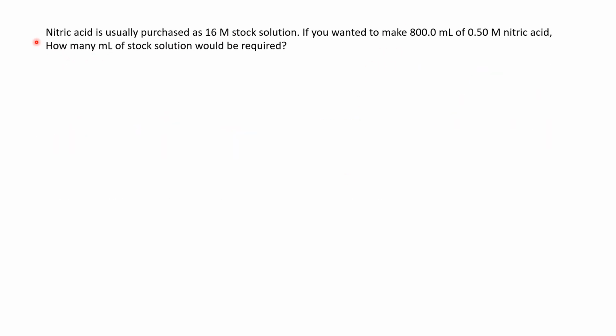Let's do a dilution question. Nitric acid is usually purchased as a 16 molar stock solution. If you wanted to make 800 milliliters of 0.50 molar nitric acid, how many milliliters of stock solution would be required? For this, we are going to use this equation, and we take M1V1 as the molarity and volume in one condition and M2V2 as the molarity and volume in the other condition.